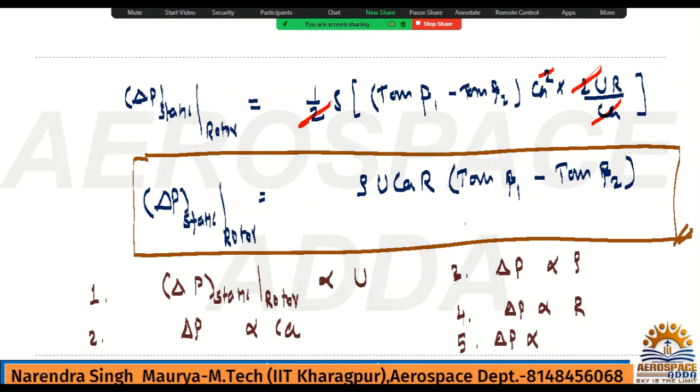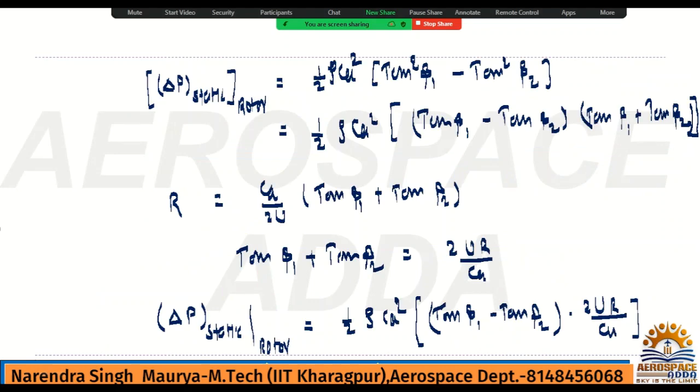This tan beta 1 minus tan beta 2: in my last lecture, when I explained the stage temperature rise, I told you at that time that this is called fluid deflection. What is it called? Fluid deflection. More fluid deflection, more pressure rise. These are the parameters. R is the degree of reaction. There should not be any confusion. Last lecture I had explained it nicely. Degree of reaction. Okay. I think I should write it somewhere here. Degree of reaction R.